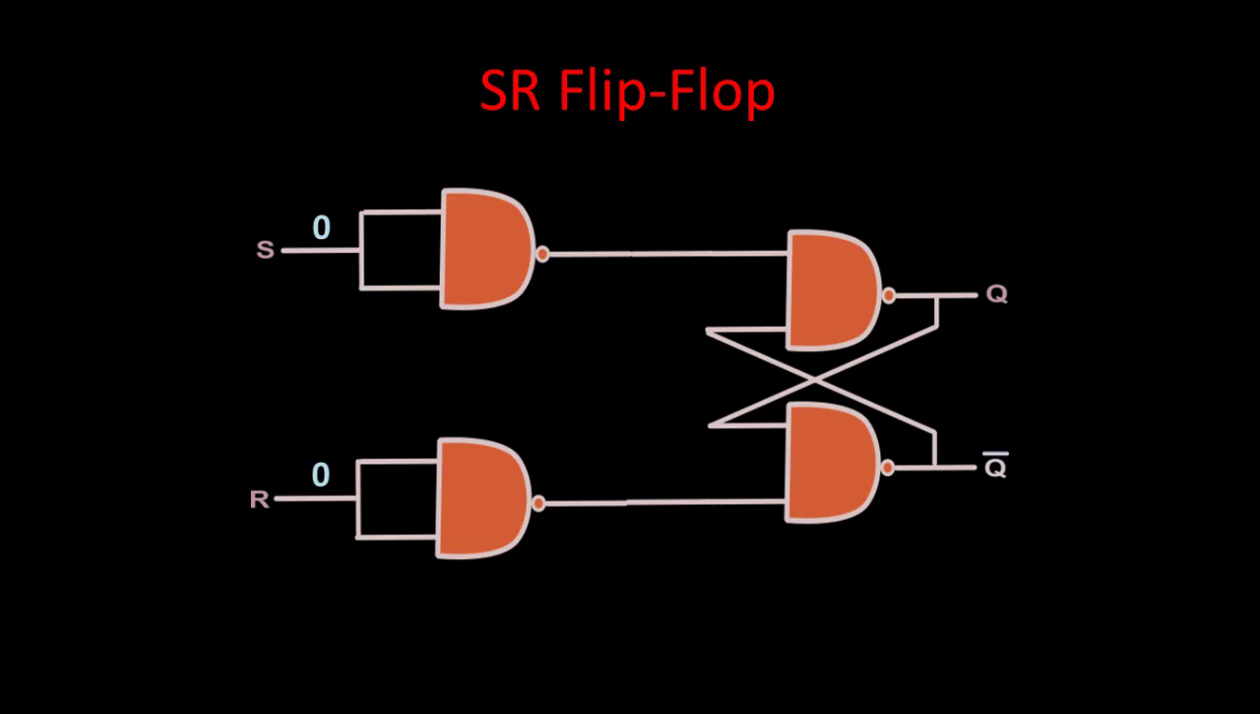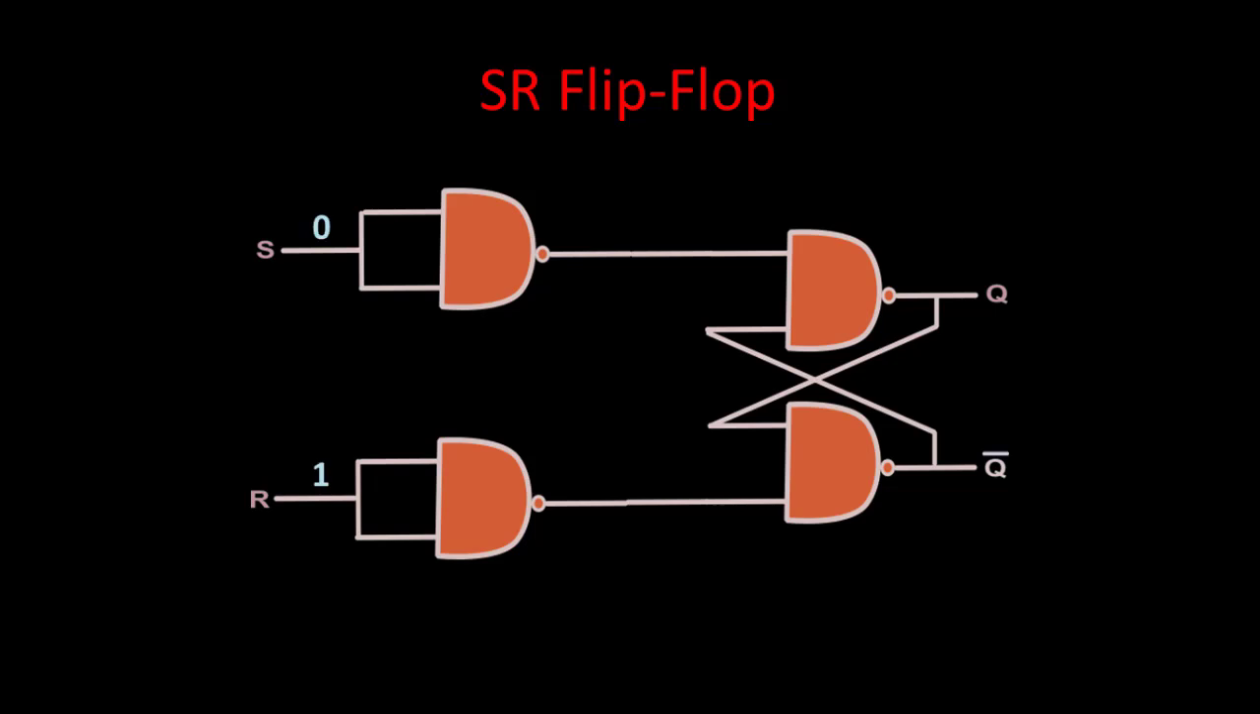So the conclusion we draw is that with input 0 0, Q remains Q and Q bar remains Q bar. If the previous output was 0 1, it will remain 0 1. If the previous output was 1 0, it will remain 1 0. So we name this state 0 0 as no change.